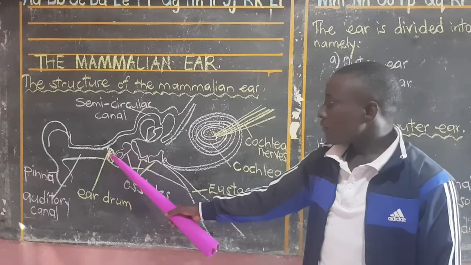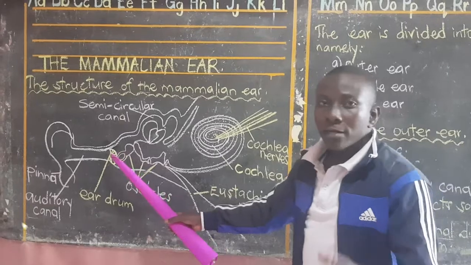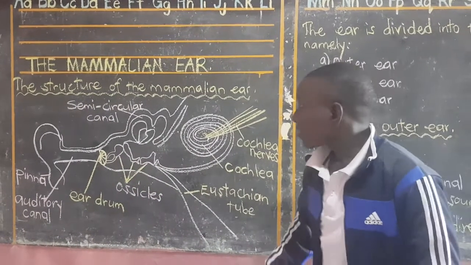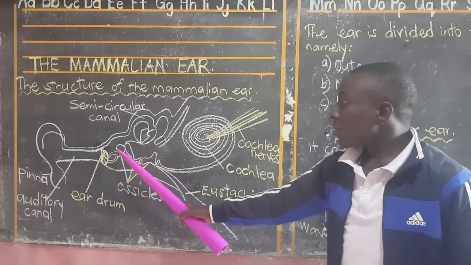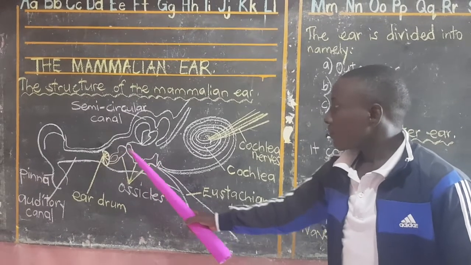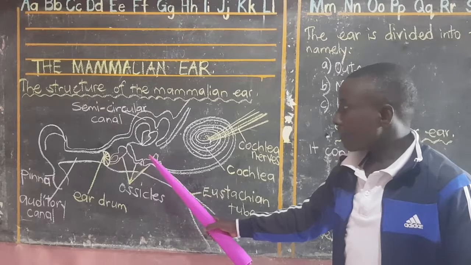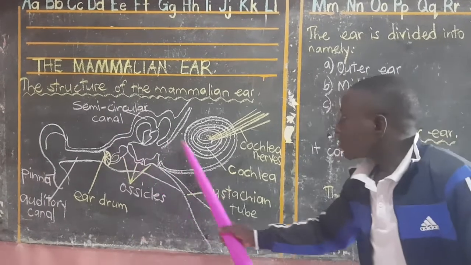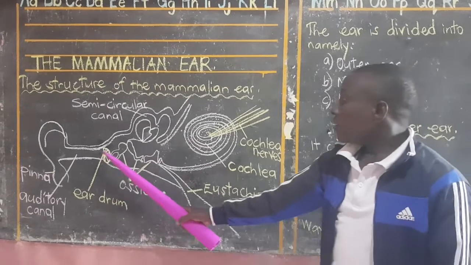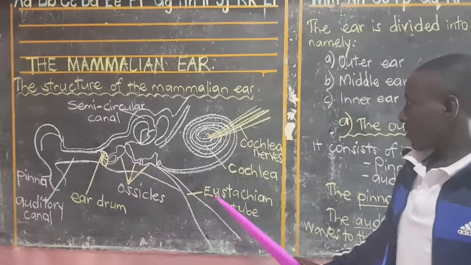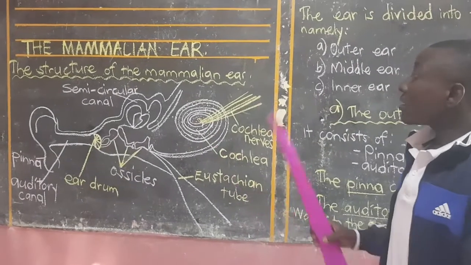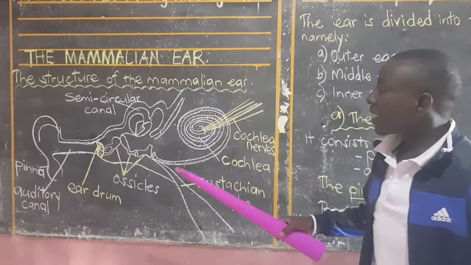This eardrum, I will tell you the function of the eardrum because we are going to look at the function of each part. These ossicles, they are three bones. 1, 2, 3. I will tell you their names. So these three make up the middle ear. The eardrum, the ossicles, the eustachian tube. Now we go to the inner ear. The inner ear has these three parts.